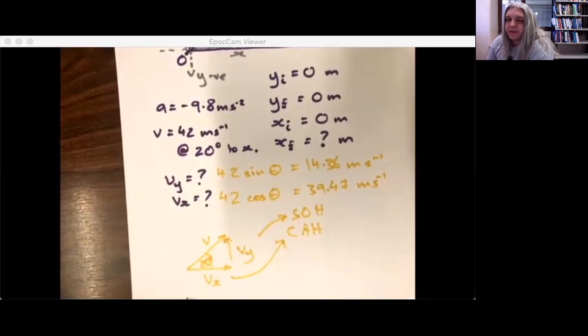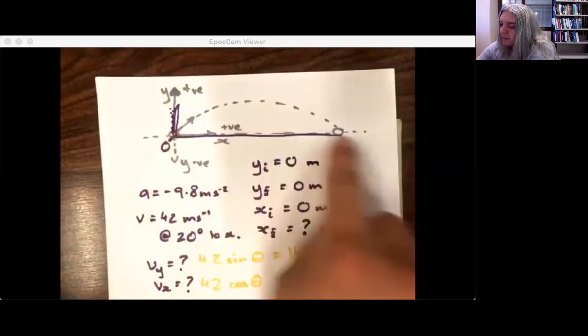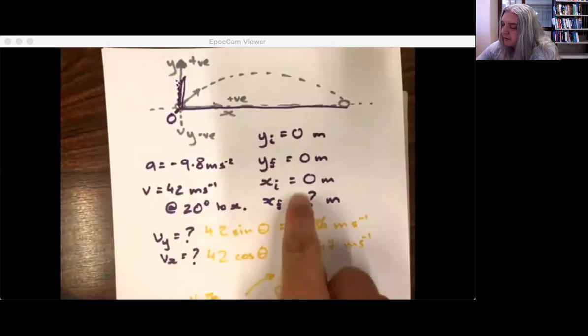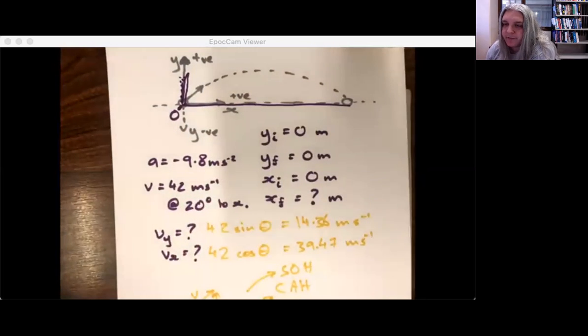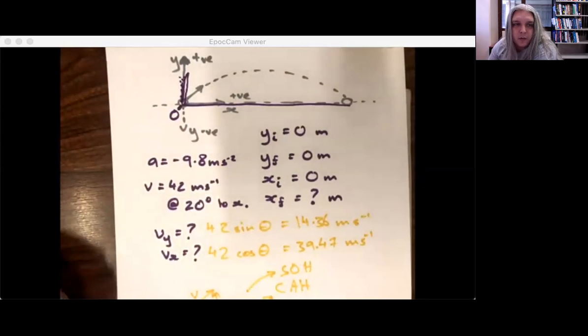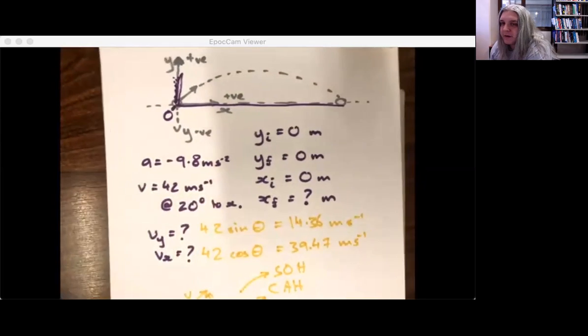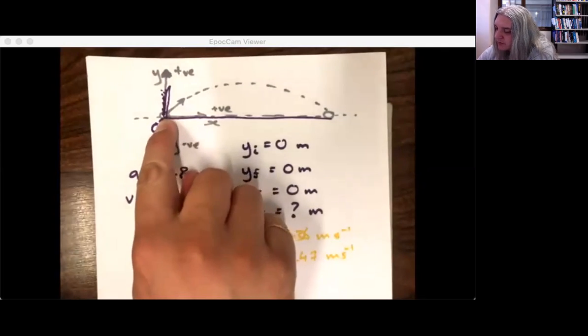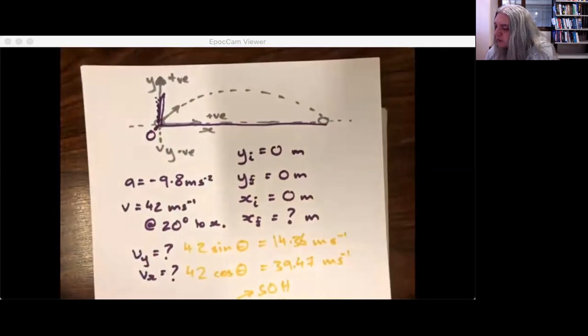So now we've got our frame of reference defined. We've got all our values given in terms of that frame of reference. We've decomposed everything into x's and y's and so on. Now what we've got to do is figure out how long it takes. What's the time taken for the ball to travel that far?